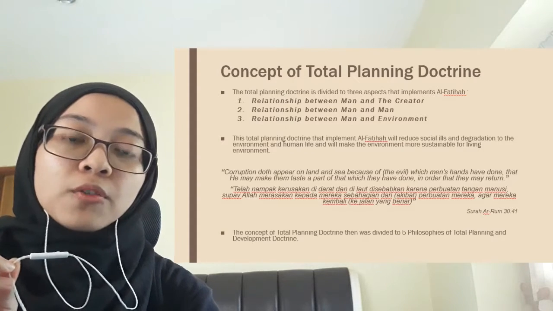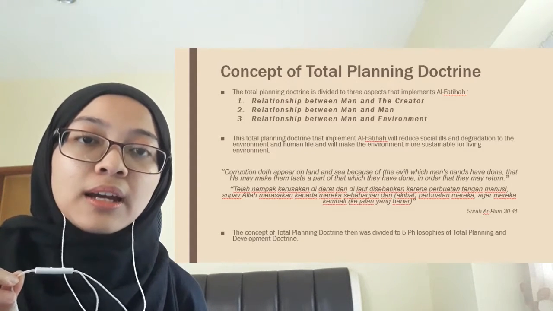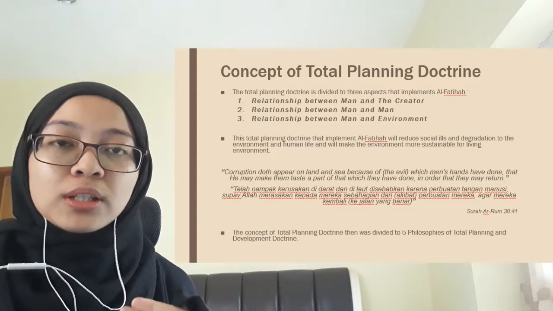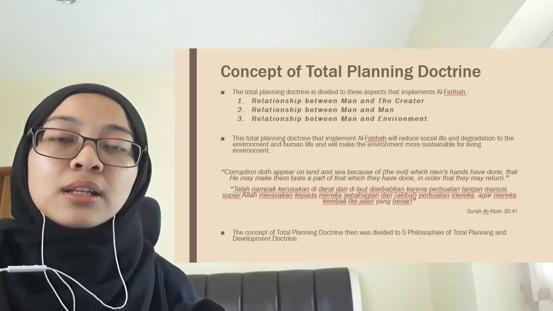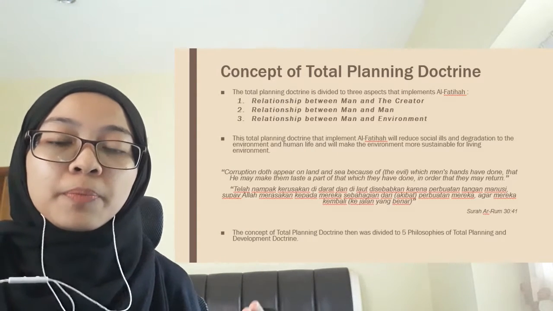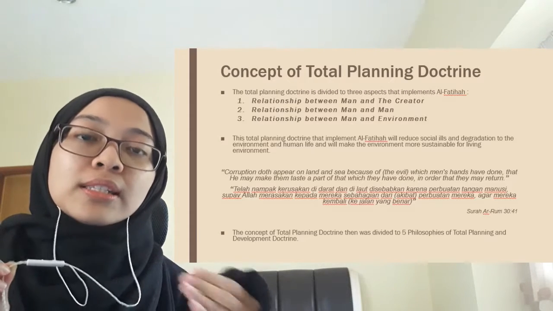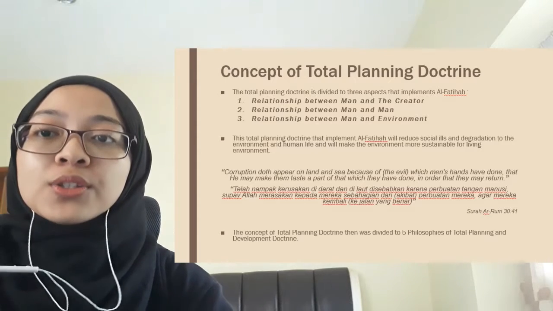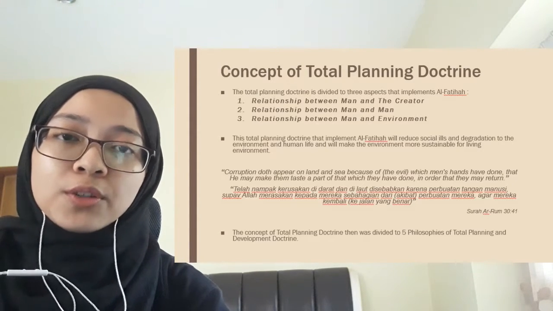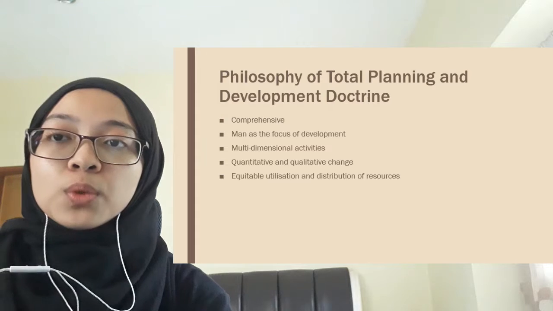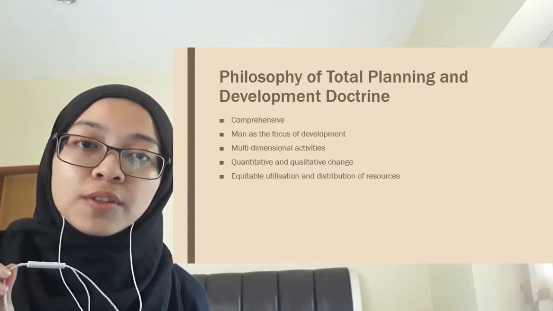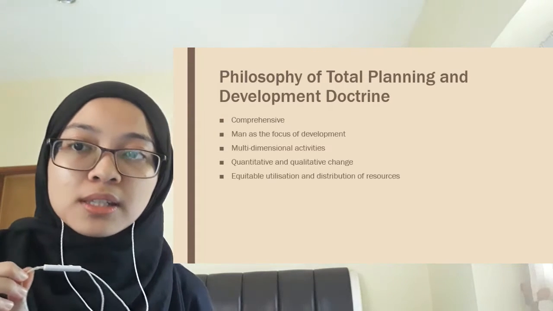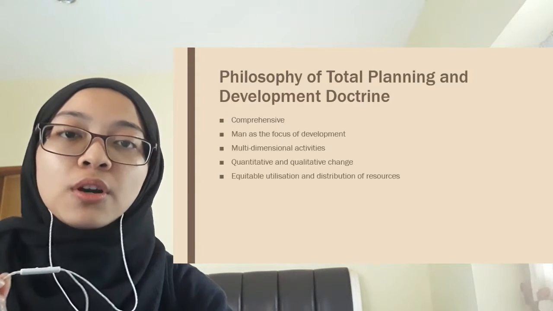In Surah Ar-Rum ayah 41, what I get from that ayah is that we as architecture students need to design something that would not harm nature, but in fact is responsive to nature. The concept of total planning doctrine is divided into five philosophies: comprehensive, man as the focus of development, multidimensional activities, qualitative and quantitative changes, and equitable utilization and distribution of resources.